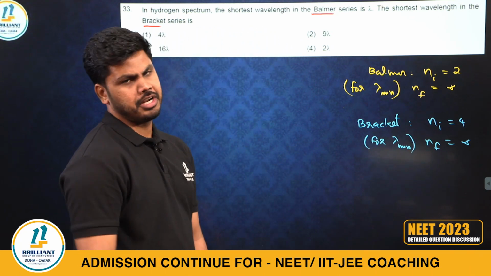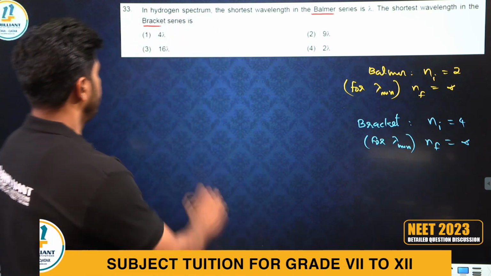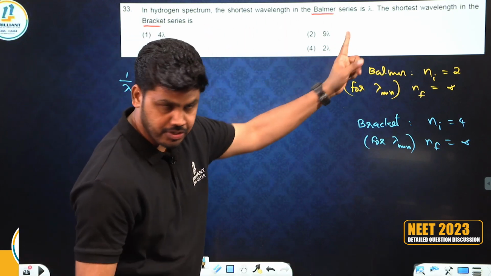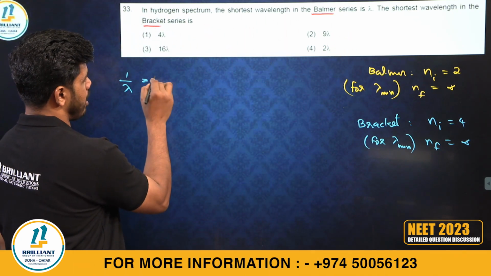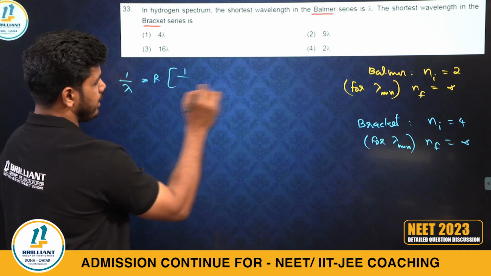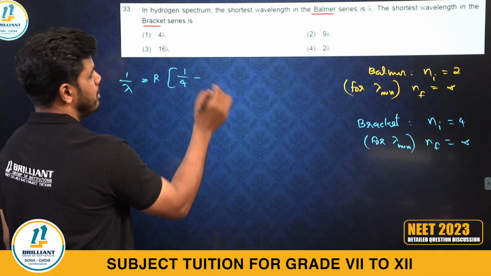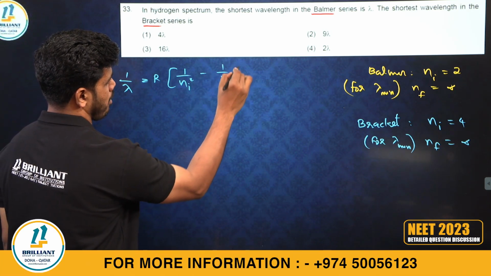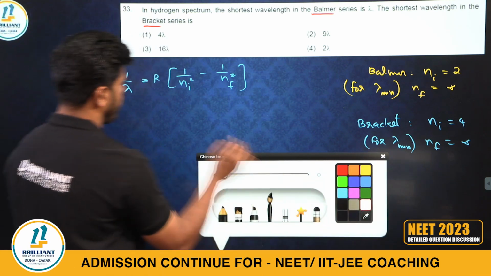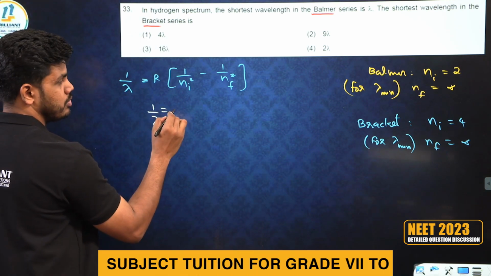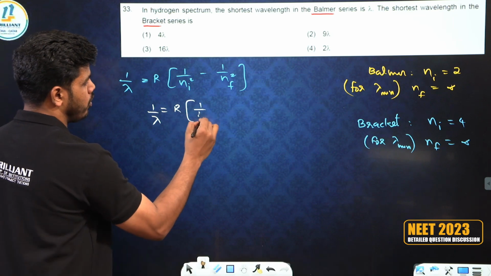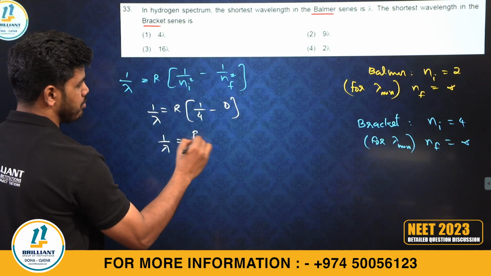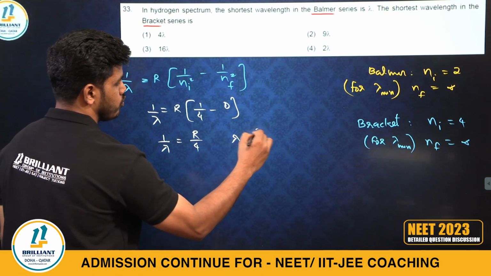Now we have the Rydberg formula. We can directly substitute into it. Rydberg formula: 1 by lambda is equal to R into 1 by nI square minus 1 by nF square. For the Balmer series, nI is 2, so it becomes 1 by 4 minus 1 by infinity, which is 0. So we get 1 by lambda is equal to R by 4, or lambda is equal to 4 by R.